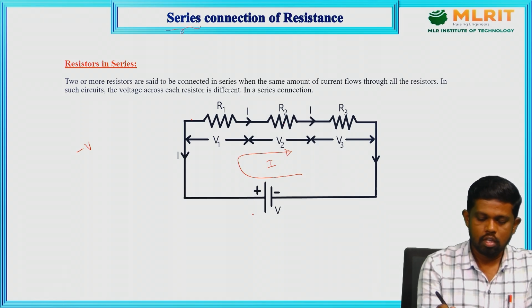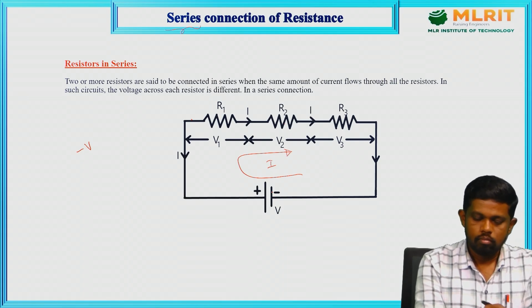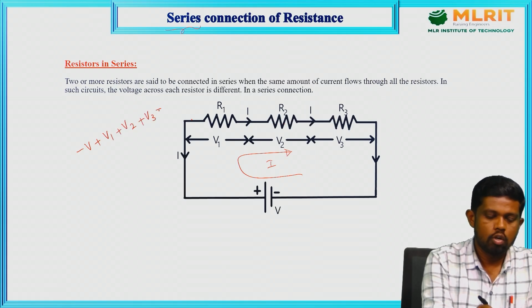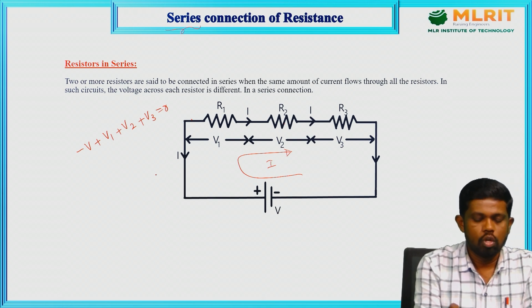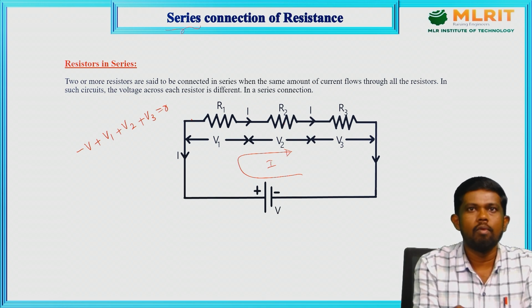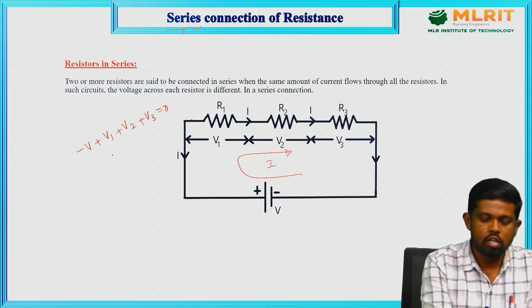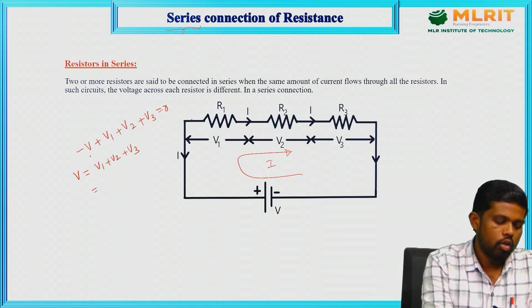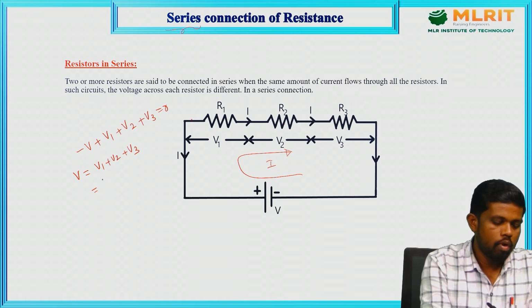The voltage given by the source is minus V, and the voltage across the first element is plus V1, plus V2 and plus V3, equal to 0. According to Kirchhoff's voltage law, the algebraic sum of the voltage drops across each and every element plus the source voltage should be equal to 0. So we got the equation V equals V1 plus V2 plus V3. In terms of Ohm's law, that is I into R1 plus I into R2 plus I into R3. This is the applied voltage.